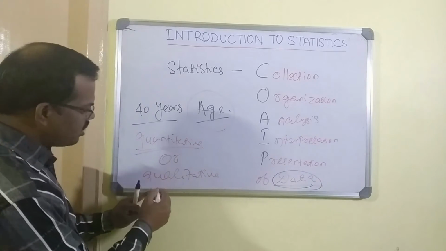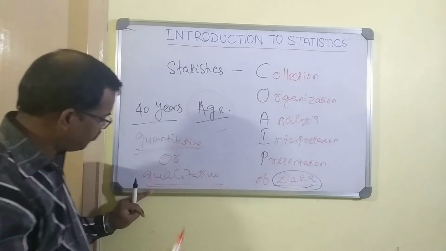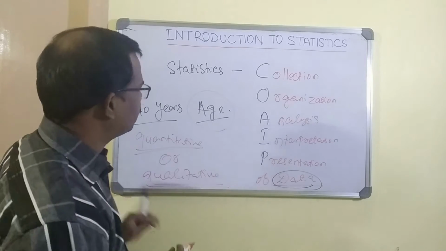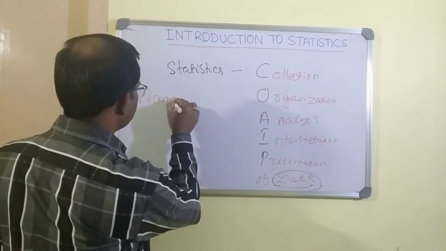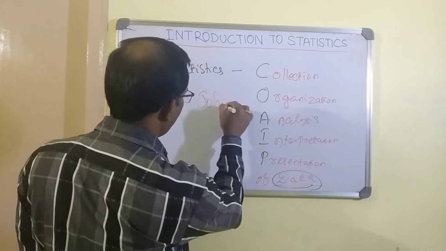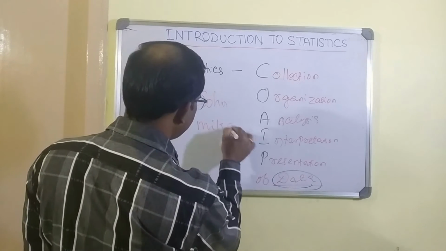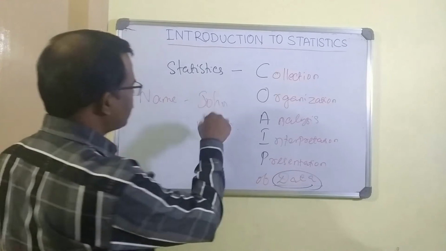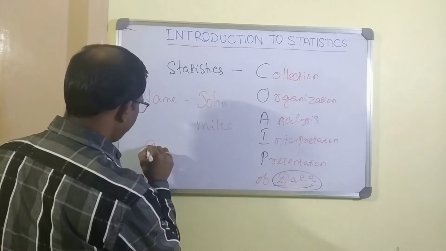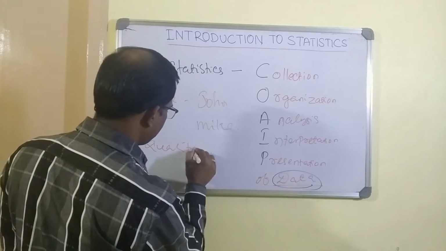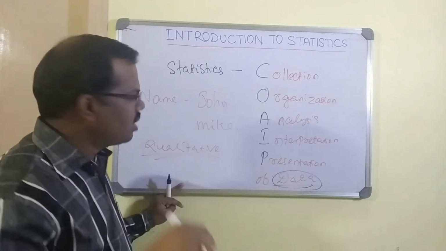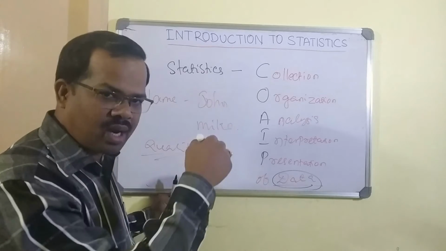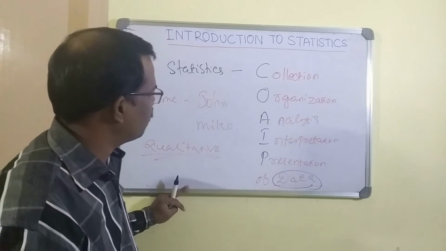So we will see some examples from qualitative data. So let's say name, right? If I say the name is Mr. X instead, or it's John, Mike. So these are non-numerical, right? So we classify them as qualitative data. So you understood the data and the types of data, the qualitative data and the quantitative data.